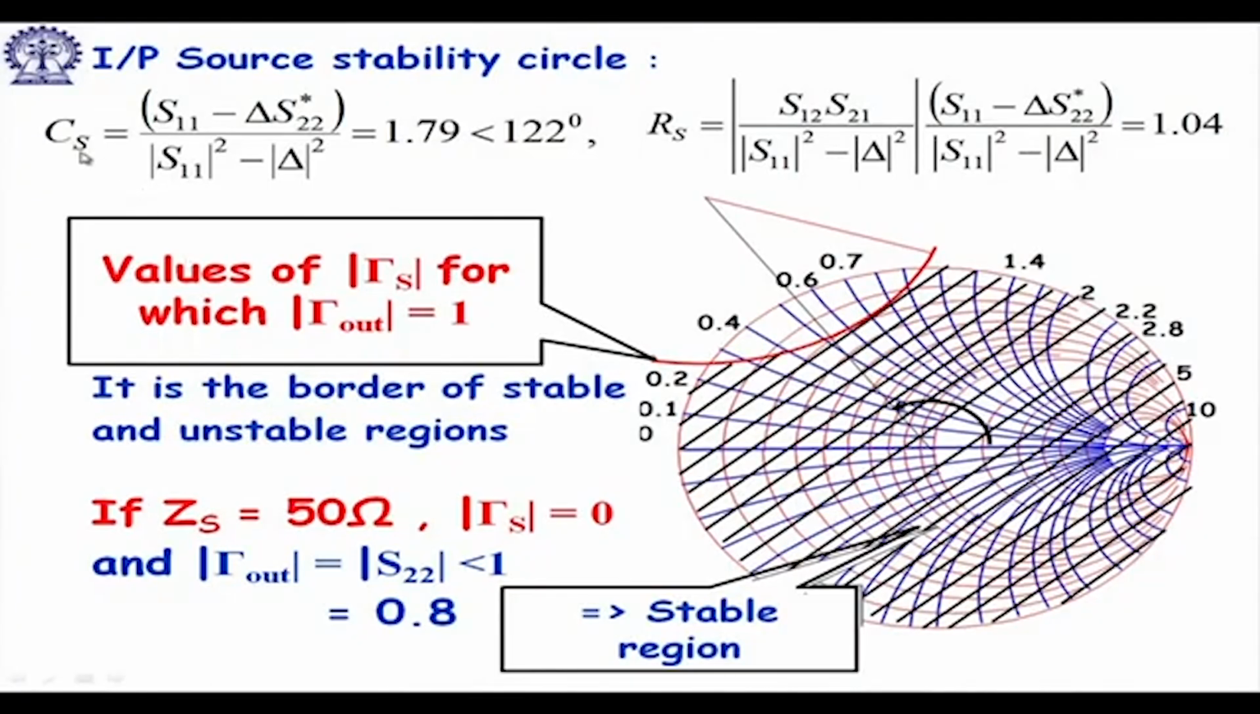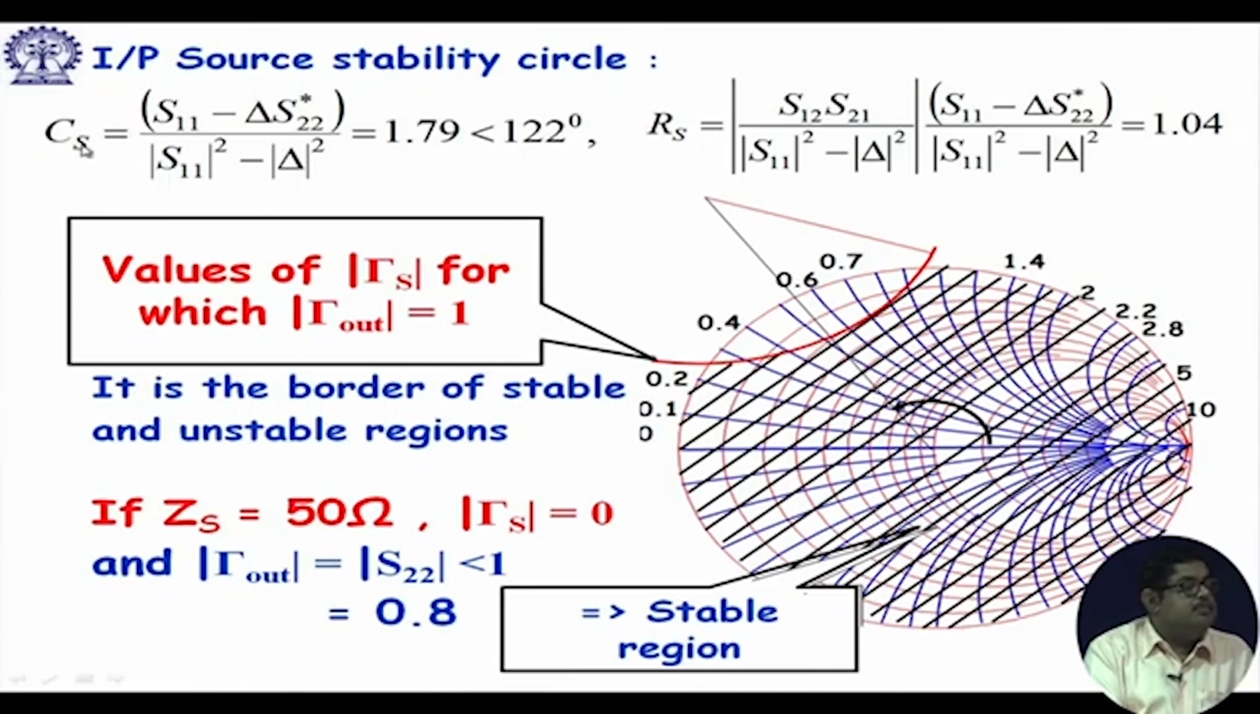So, if we want to use this device, we need to plot stability circles and then determine the ranges of load impedance and source impedance so that we can make it a stable amplifier. First we have done the input, source stability circle. The CS expressions I have already given, so I can calculate that the center will be 1.79.